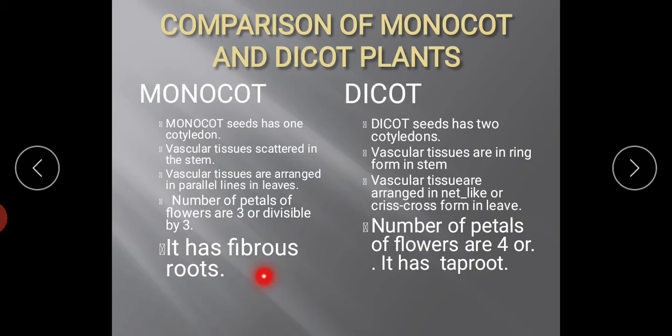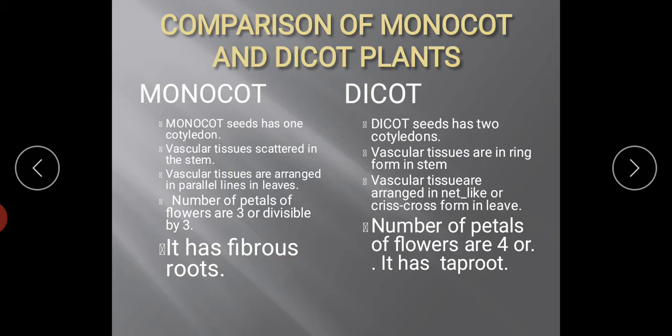Roots are also different from each other. Monocot roots are fibrous, while dicot roots are taproot. Fibrous roots grow from every side, and a taproot has one main root that goes deeper, while a fibrous root doesn't go deeper.